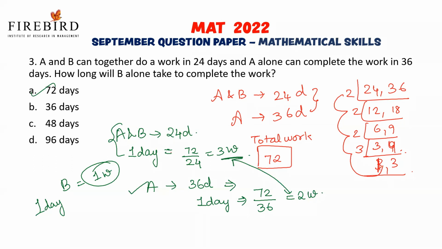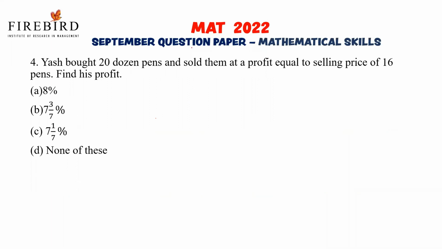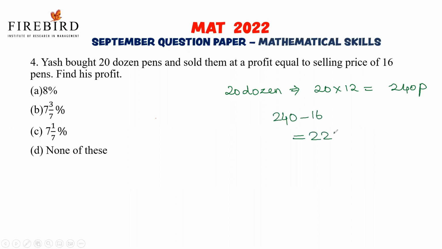Now see. Yash bought 20 dozen pens and sold them equal to selling price of 16 pens. See, 20 dozen pens, 1 dozen is 12 pens, right? So 20 dozen pens, 20 into 12 is 240 pens. And his profit is 16 pens. So 240 minus 16 is nothing but 224. Okay, see, while selling 224 pens itself, he is getting back his invested amount. And the remaining 16 pens will be the profit.